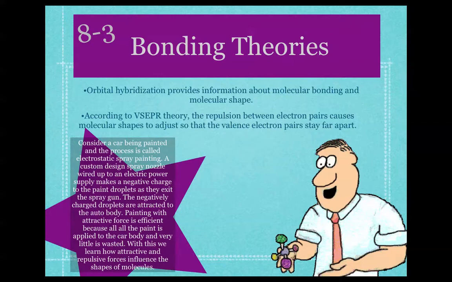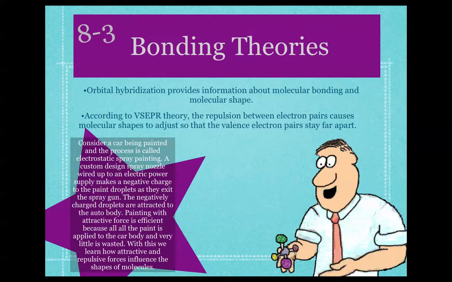And then in section 3, we go to the bonding theories, and it described the VSEPR theory, and the repulsion between electron pairs causes molecular shapes to adjust so that the valence electron pairs stay far apart. So it'll kind of work out on its own, so it will all turn out in the end.